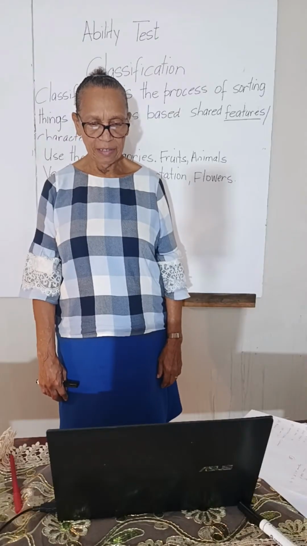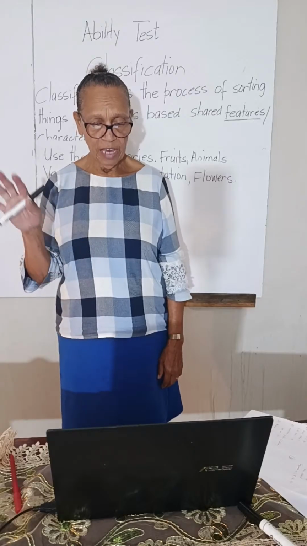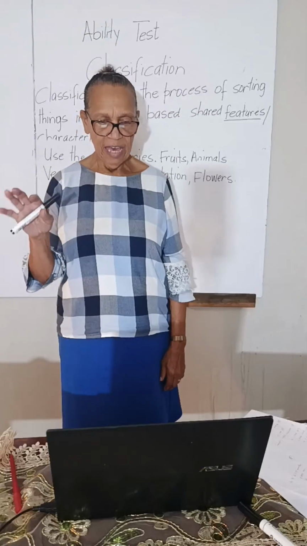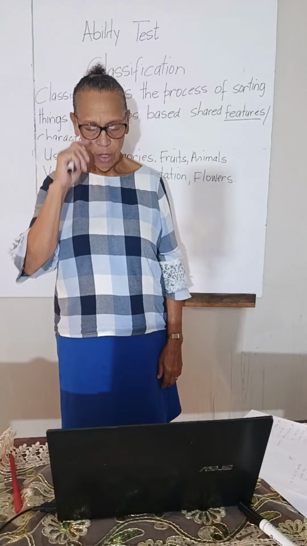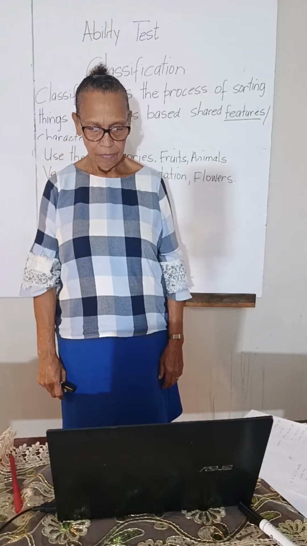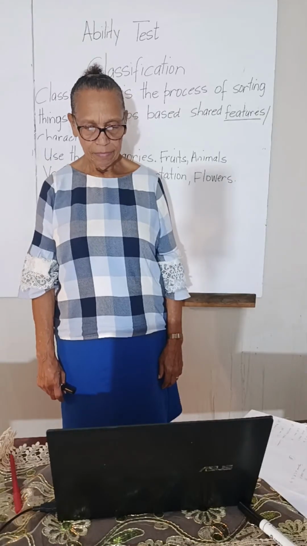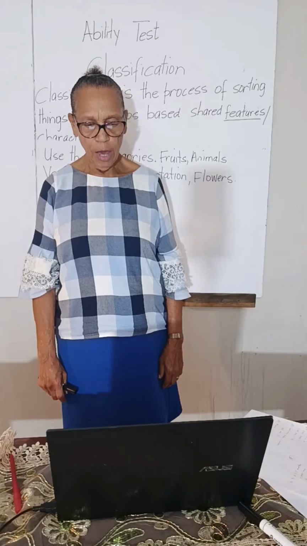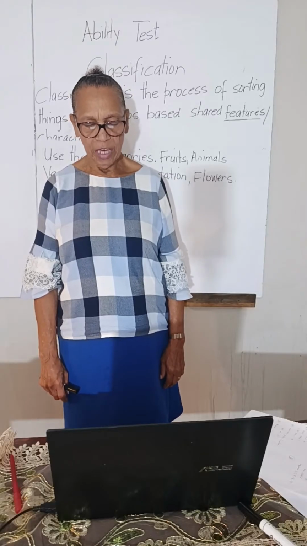Number 5, a rose is a dash. Number 6, a train is a form of dash. Number 7, a banana is a. And number 8, a dog belongs to the category of.